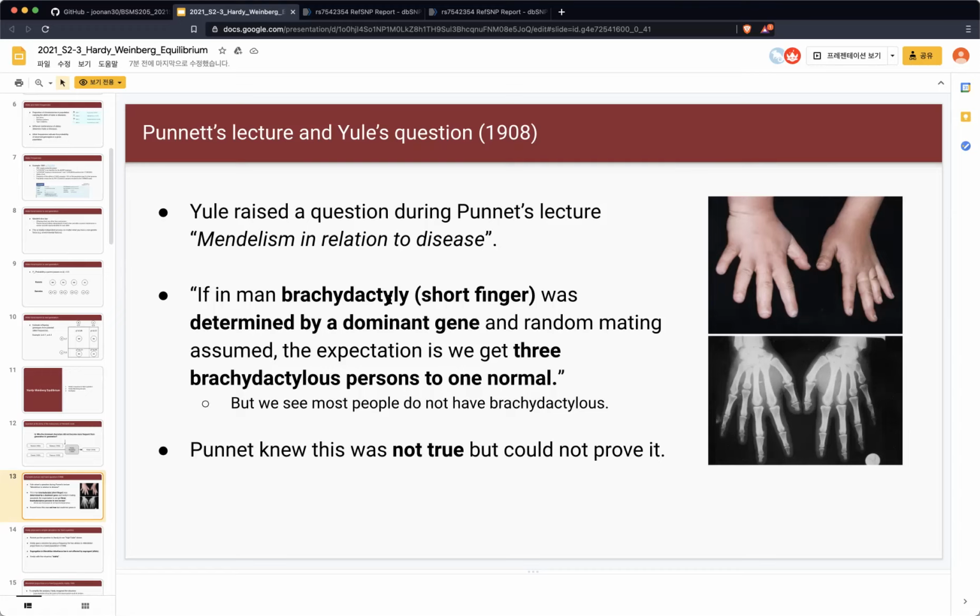But his question was that we see most people do not have this disease. Most people have normal fingers, not short fingers. So what is the reason for that? Does that mean Mendelian genetics is wrong? Punnett thought that this was not true, but he couldn't prove it. So that was the question he didn't resolve at the time.